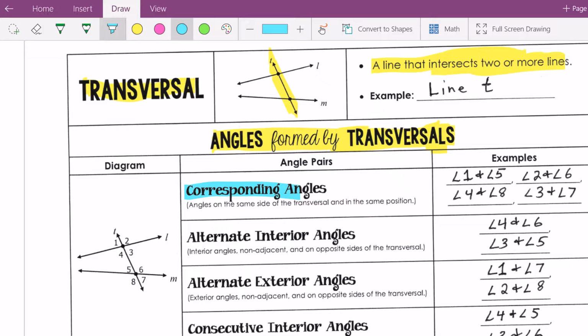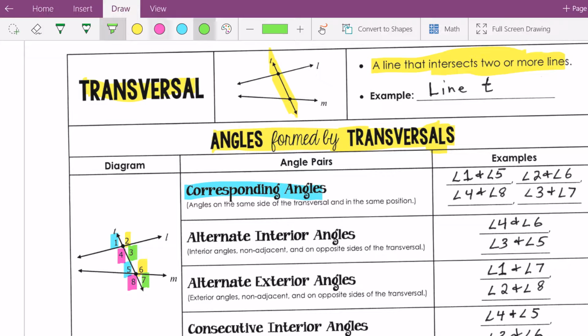Corresponding angles are angles that are on the same side of the transversal in the same position. Basically, they're going to be in the same spot. That's the easiest way to remember it. So notice here, angle 1 and angle 5 are both in the upper left at both of the intersections. So those are in the same spot. They're corresponding angles. Angle 2 and angle 6 are in the upper right. Angle 4 and angle 8 are in the bottom left. And we have angle 3 and angle 7 in the bottom right. Okay, the ones in the same position are corresponding angles.